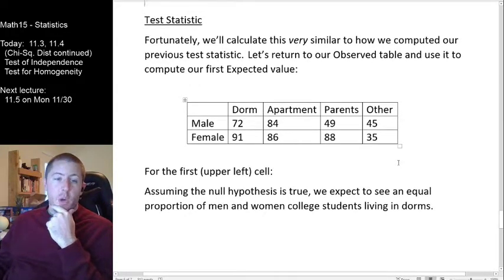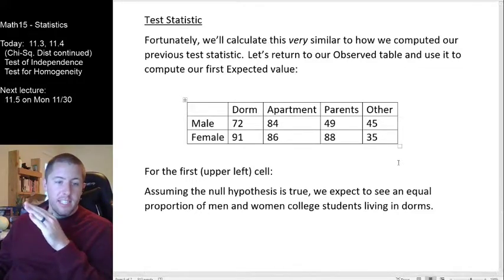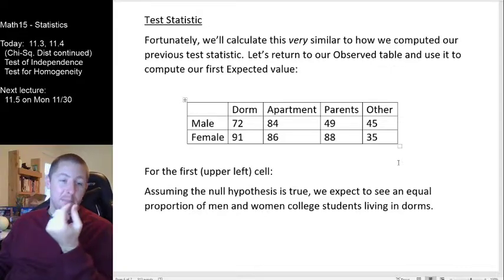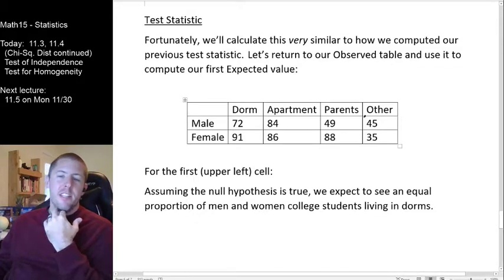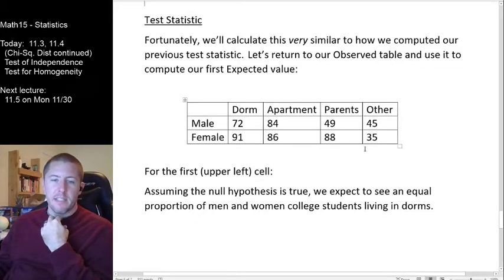Fortunately for us, it's going to turn out that our calculation to compute this test statistic is going to end up being literally the same as it was in our previous test, but it's going to happen to be the same for a slightly different reason. But at the end of the day, the computation is going to be the same. So let's return to this observed table and use it to compute our first expected value, right?